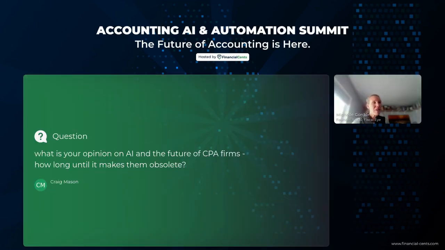All right. What is your opinion on AI in the future of CPA firms? How long until it makes them obsolete? Well, my Fiscal AI is trying to make CFOs obsolete, so it's definitely on its way. I think it's a shift. Like I said, we're not replacing jobs, we're just changing the way we do things. So as CPAs, we need to be more strategic.